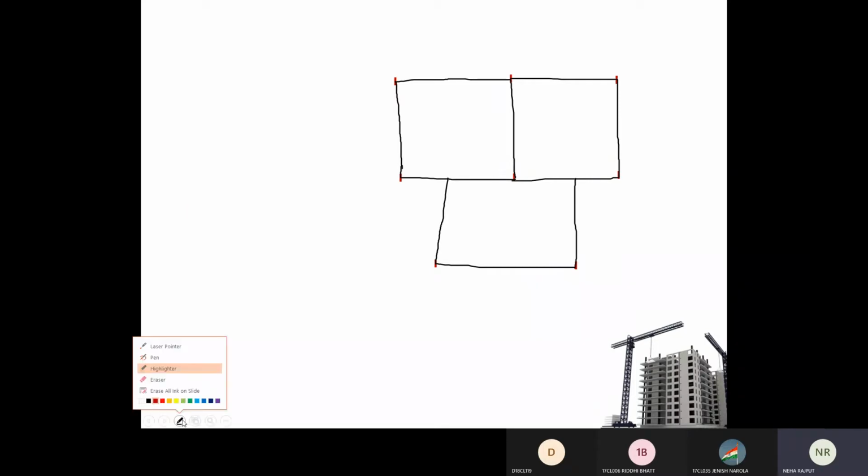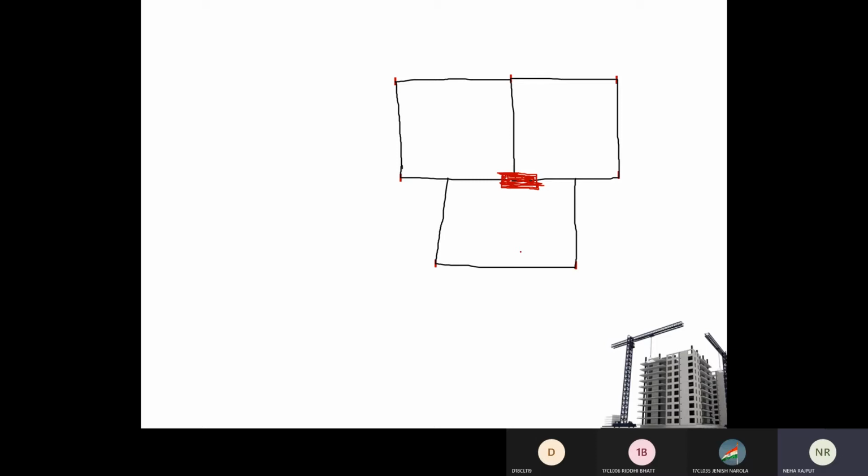And somewhere around here, I am not placing the column. I am considering this as a shear wall. So I have placed the shear wall like this over here. This is my shear wall. I'm assuming that this is my shear wall. Instead of a column, here the shear wall is placed. That's why I'm giving it dark blue.